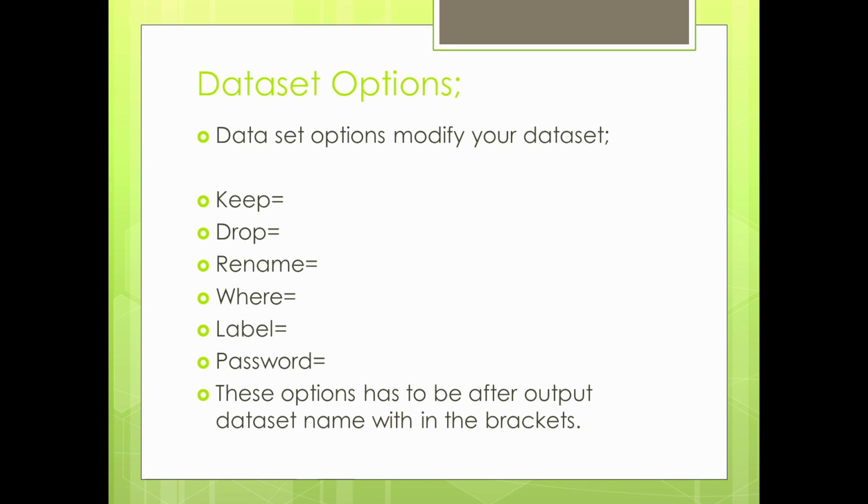Label equal to, you can label the dataset, I mean you can give a name to the dataset. Password equal to, you can protect your dataset with a password. And these options, as I already told you, have to be written after the output dataset name within the brackets. And I will show you in the SAS software how these dataset options are used.